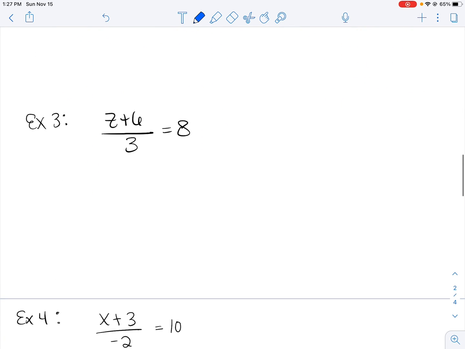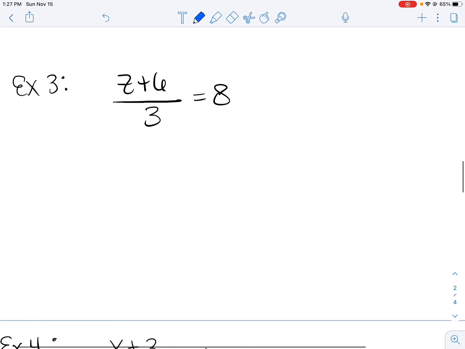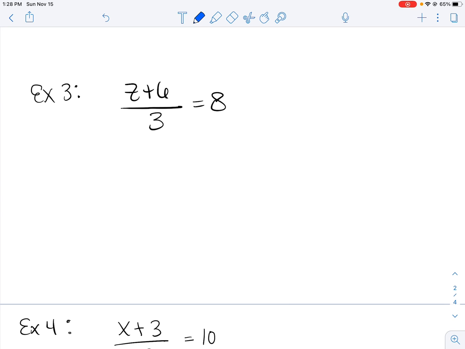Then we get to example 3, and this one looks a little different. Remember, we talked about the division bar acting like a grouping symbol, right? It's breaking 7 plus 6 and the 3 into 2 separate components. So this is the one place where we had to actually break our rules a tiny bit, right? Instead of completely reversing PEMDAS, we're going to start by undoing the grouping first. And in this case, the grouping is division, right? It's this division bar here.